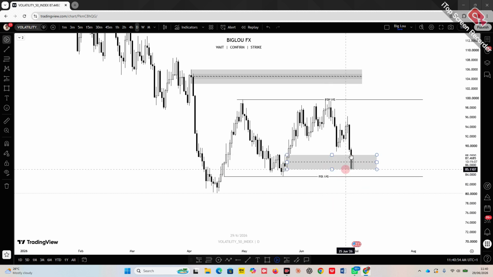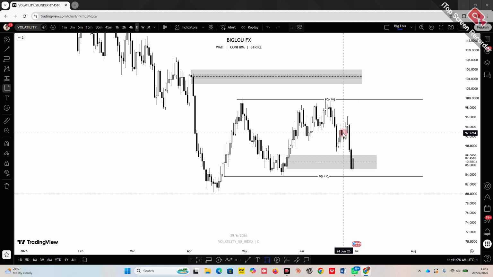Although all these things are internal structure, because for a zone to be valid, a zone has to break structure. If you look at this zone, you see that it failed to take out this last high, which is why it created equal high liquidity. But even though it did not break structure, price is respecting this zone. It could give us a reaction that will take us to this next supply level on the daily time frame.